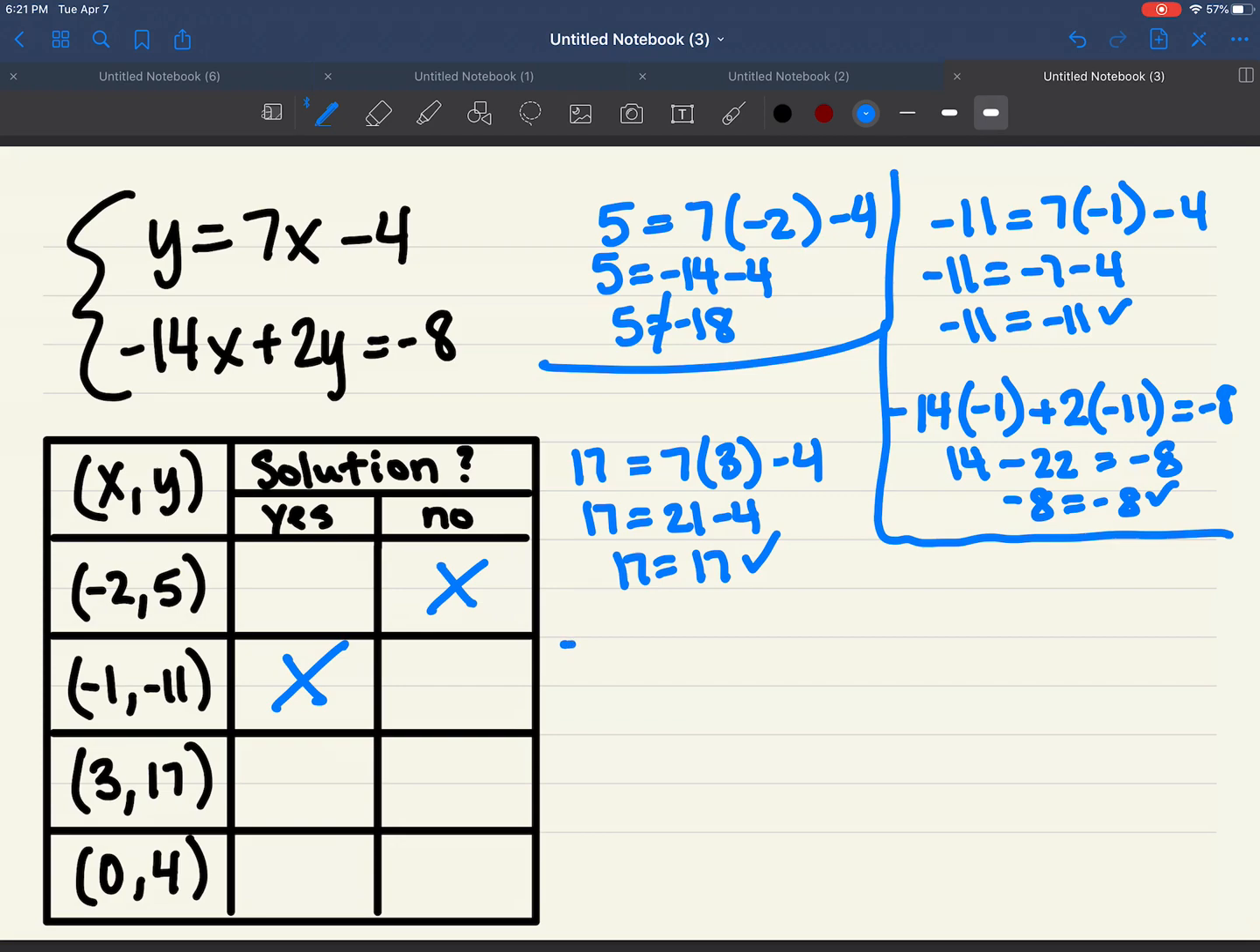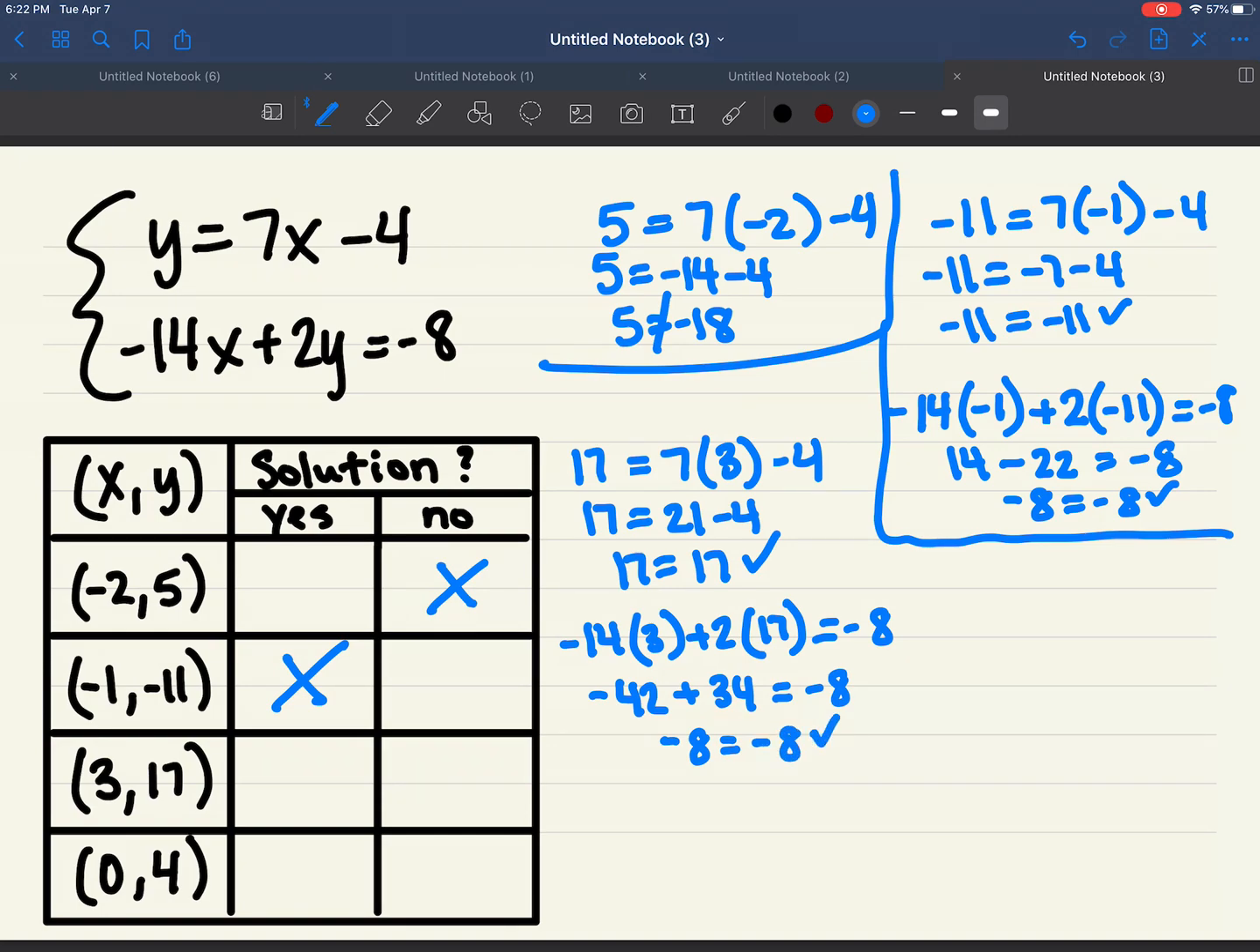Now we need to check that same ordered pair in the second equation. Negative 14 times x, that x value is 3, plus 2 times y, which is 17, should be equal to negative 8. Negative 14 times 3 gives you negative 42. 17 times 2 gives you positive 34. Then negative 42 plus 34 gives you negative 8. So that checks also, so they work for both. So yes, this is a solution as well.